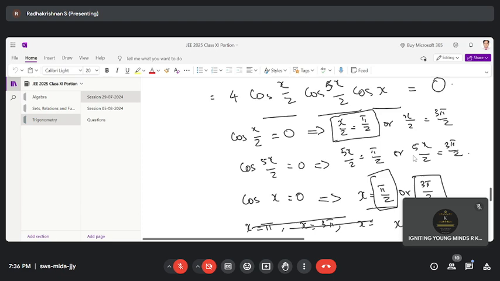Because if cos theta equal to 0, then theta can take values of pi by 2, 3 pi by 2, and then 5 pi by 2, 7 pi by 2. All n pi by 2, where n is odd, are going to have cos theta equal to 0. So that is what I missed. I only took up to 0 to 2 pi, but we should not do like that. We have to restrict only x to 0 to 2 pi, not x by 2, 5x by 2 and all.